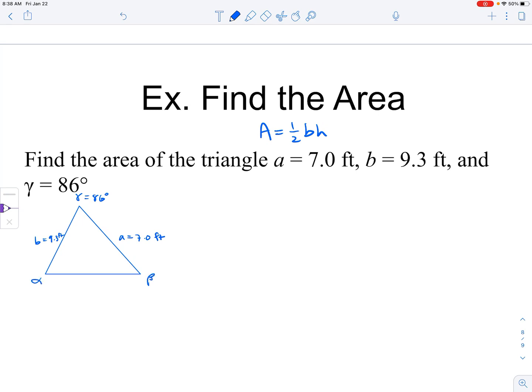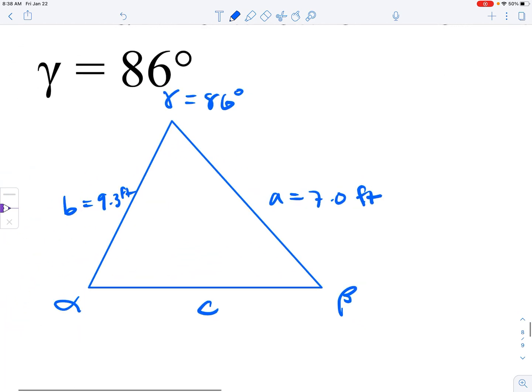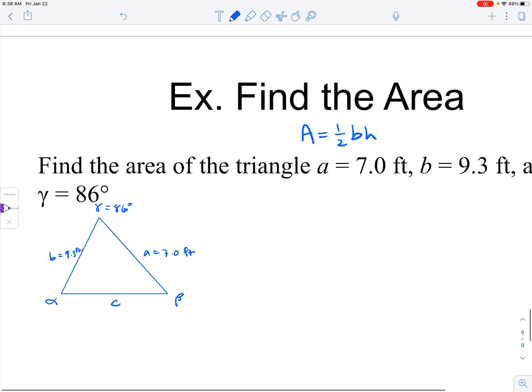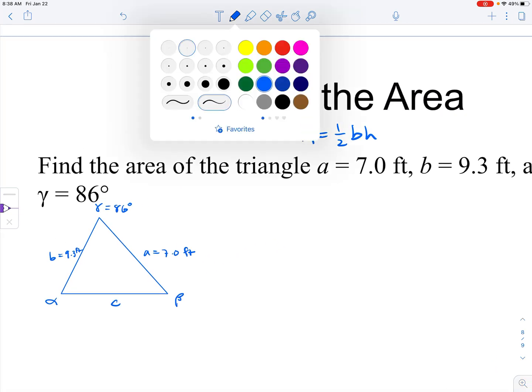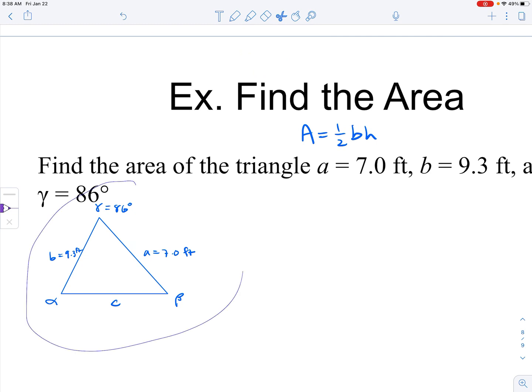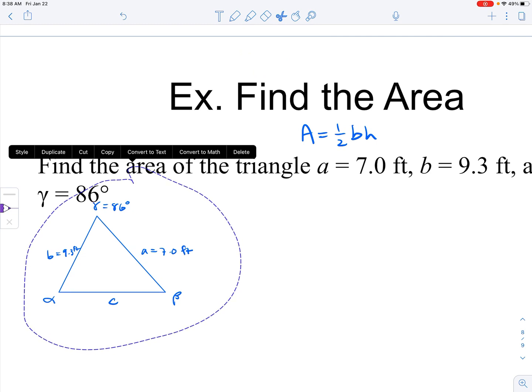And side B is 9.3 feet. Alpha, beta, side C. Okay, so we need to be able to determine the height in relation to the base. Now the thing is, the way that we have the triangle drawn right now, well, we don't know alpha or beta. And if we wanted to treat C as the base, we would need to solve for C. But we could rotate the triangle.